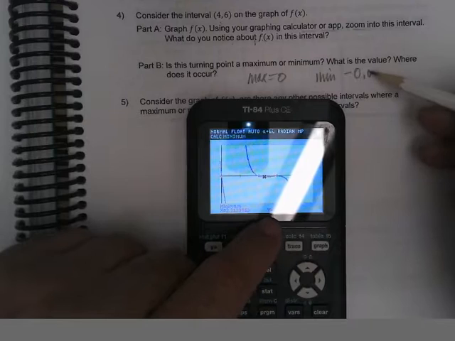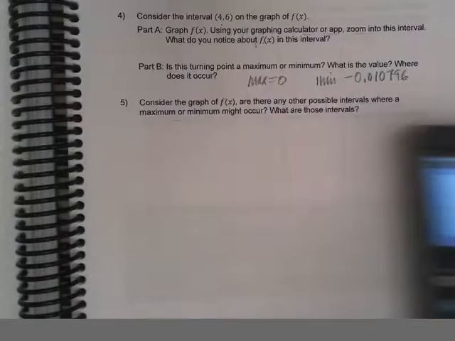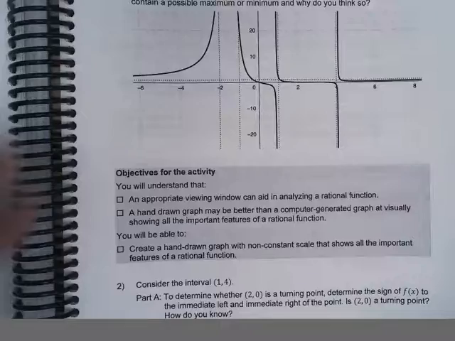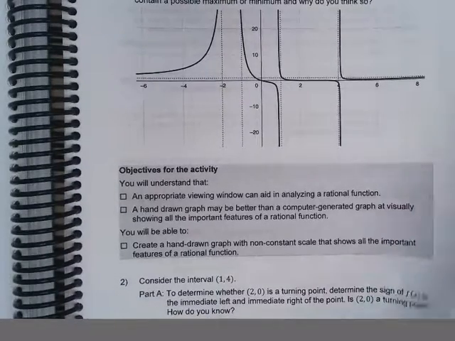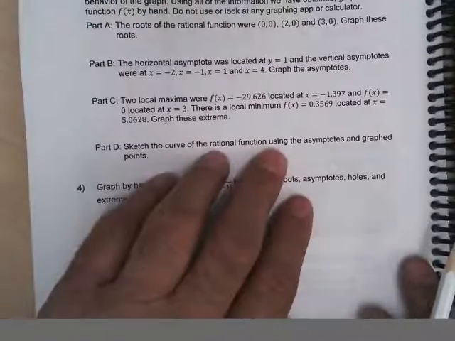negative 0.01079, whatever. Okay? That's what I wanted you to get out of this one. Now they do the same one here, and they ask you to look for turning points. That's kind of like max and minimums. And they talk about the ones you were supposed to find.